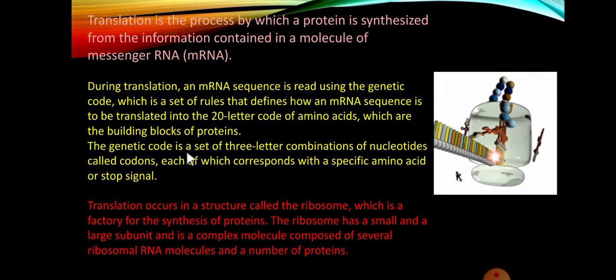The genetic code is a set of 3-letter combinations of nucleotides called codons, each of which corresponds with a specific amino acid or a stop signal.